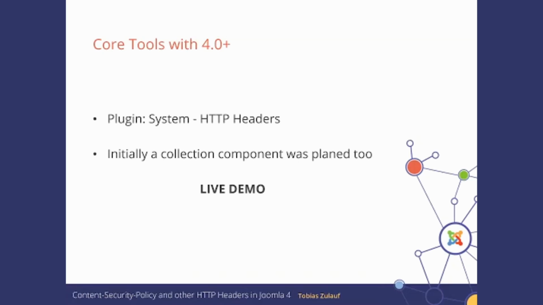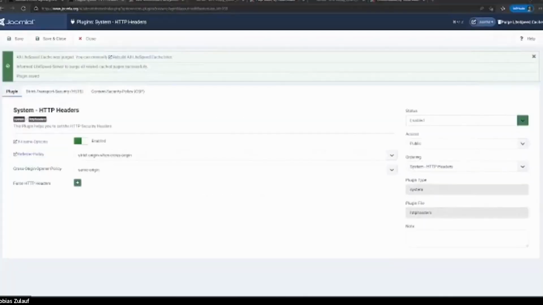Initially, before 4.0 was released, there was a component planned too, basically to allow you to collect the reports. But I think a few weeks or half a month ago, the decision was made to remove that component from the final release of 4. But still, all the relevant headers can be set within Joomla, just not the reports being collected. Okay, then we switch to live presentation.